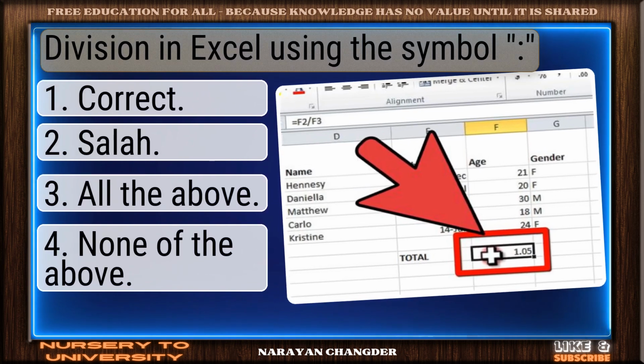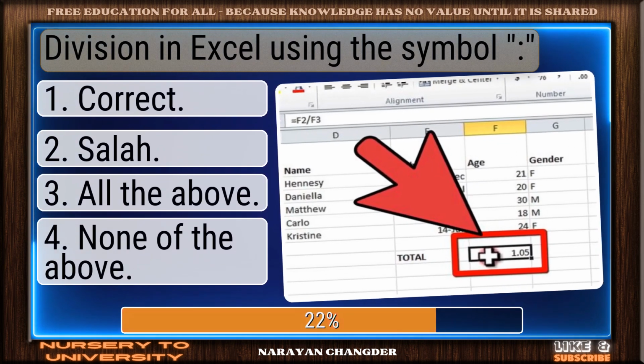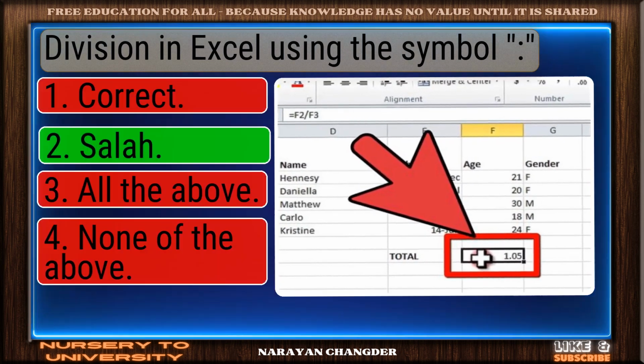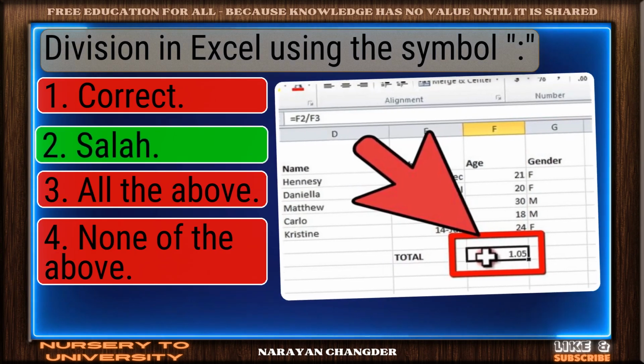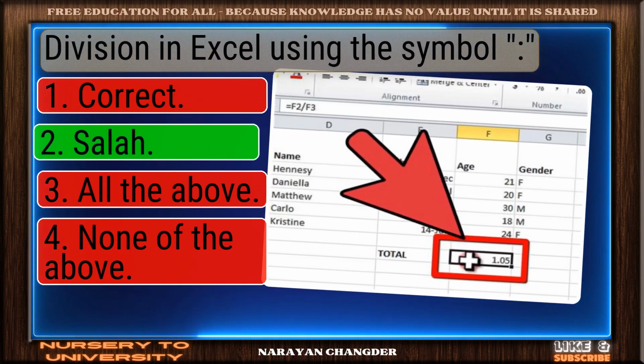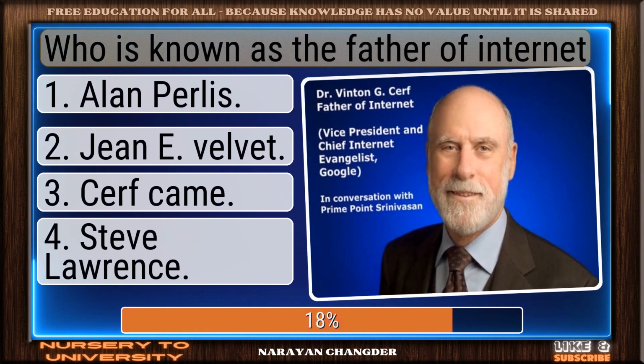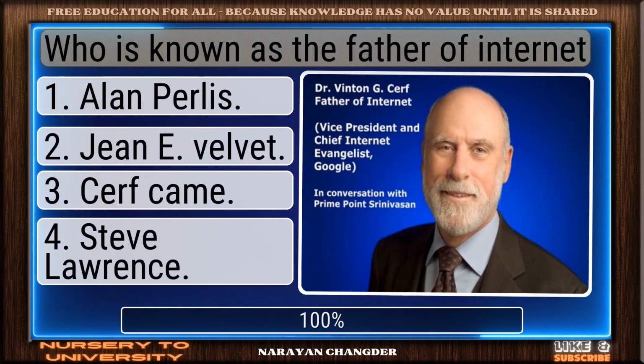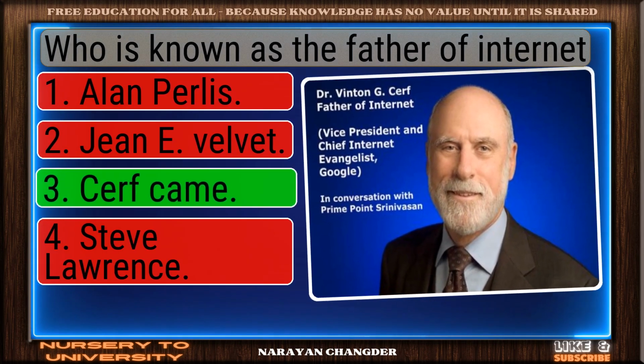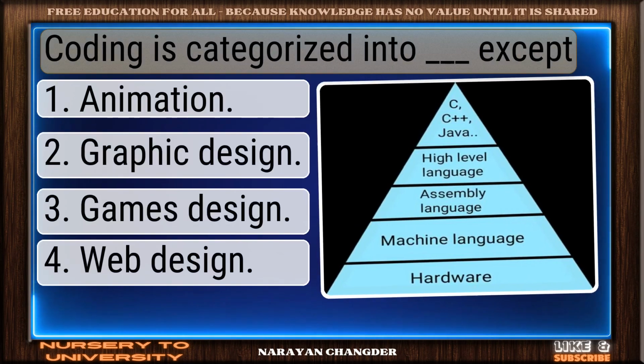Division in Excel using the symbol. Excellent. Slash is a brilliant choice. Who is known as the father of Internet? Nicely done. Vint Cerf is a solid answer.